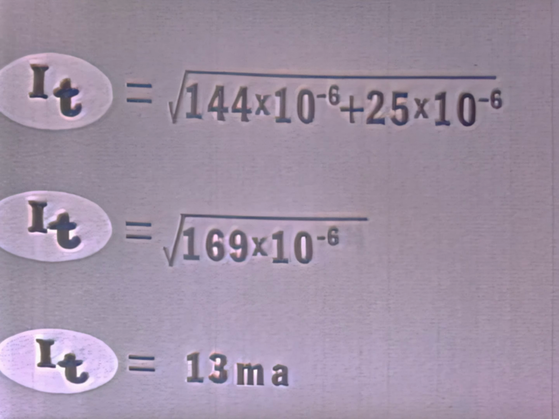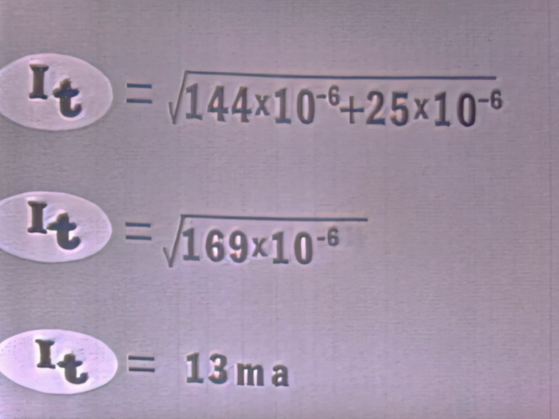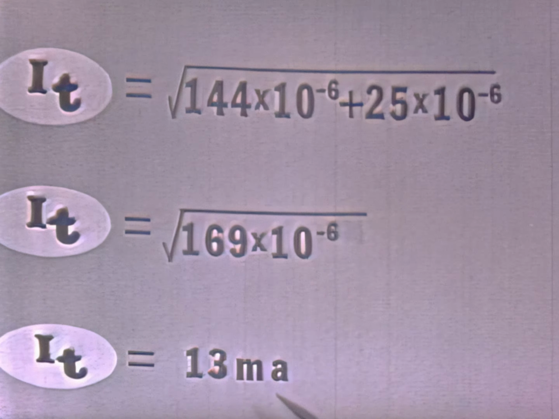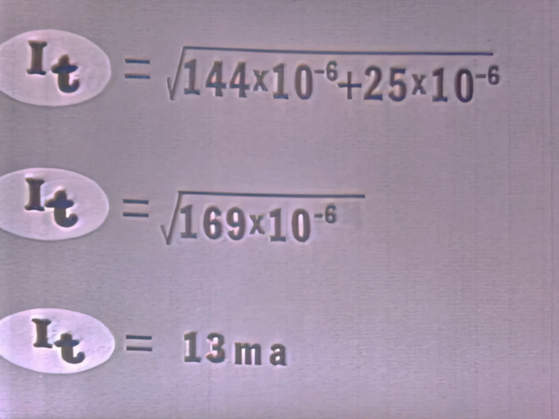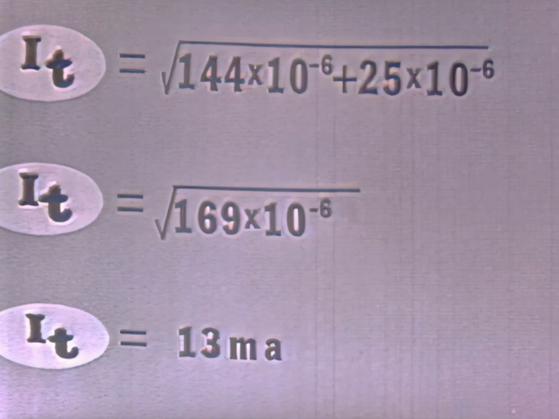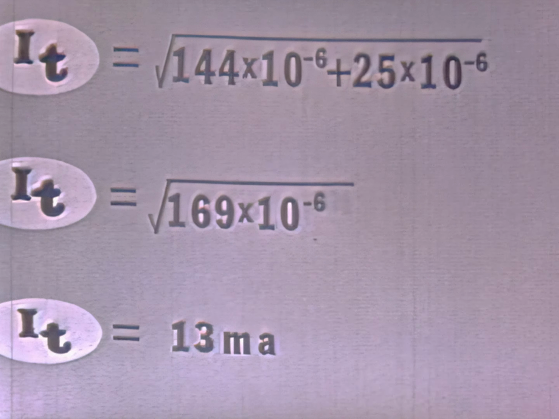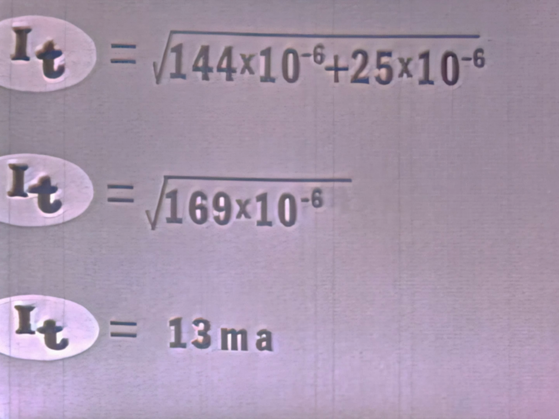Extracting the square root then of 169 is 13. Of course, the square root of a negative 6 is negative 3, which would be milli, and our current is, of course, in amperes. So once again, we have determined our total current by using Pythagorean Theorem. And our total current again comes out to be 13 milliamperes.